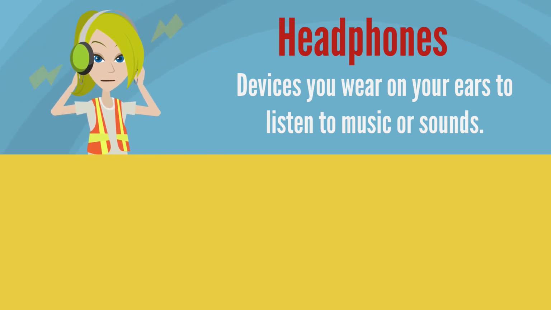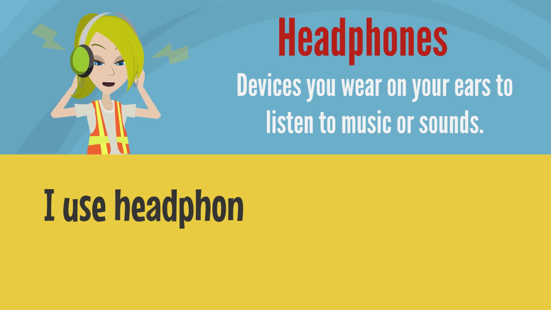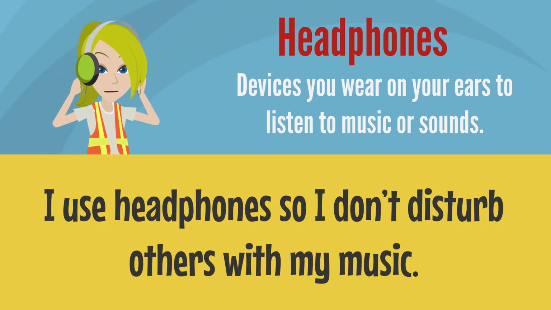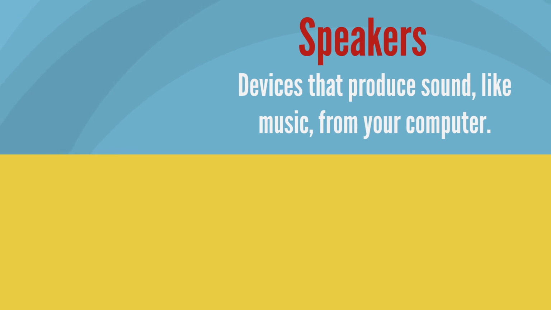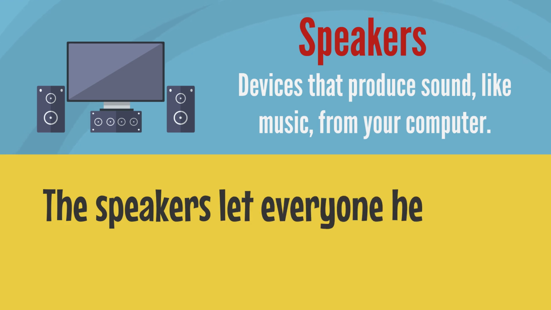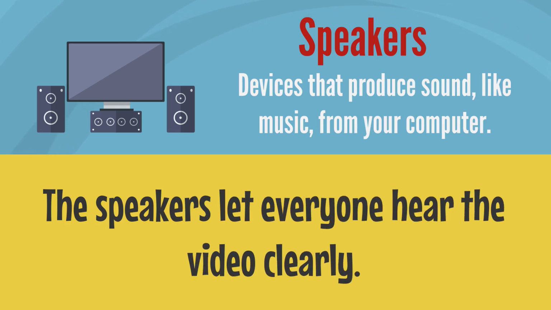Headphones. Devices you wear on your ears to listen to music or sounds. I use headphones so I don't disturb others with my music. Speakers. Devices that produce sound, like music, from your computer. The speakers let everyone hear the video clearly.